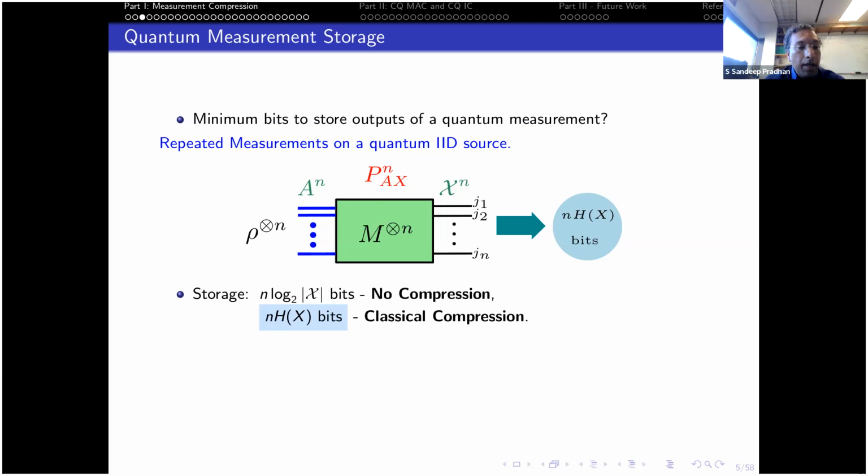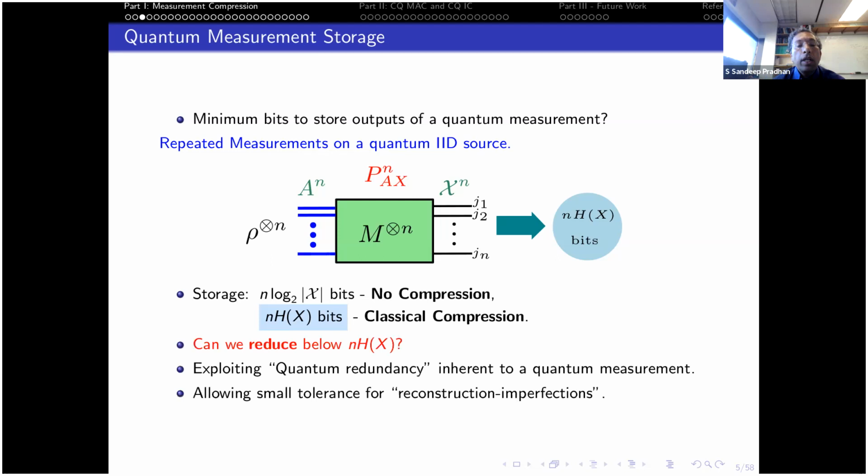So the question now is, can we reduce this rate below the entropy, which is n times H(X)? The idea here is that it turns out there is some additional redundancy in a quantum measurement, called quantum redundancy, and we want to exploit that, allowing for a small tolerance for reconstruction imperfections, which we call reconstruction in the Shannon sense. We allow a little bit of error, a little bit of wiggle room.